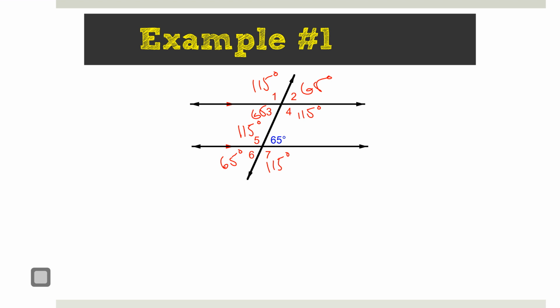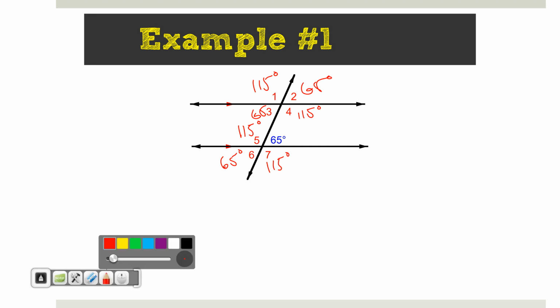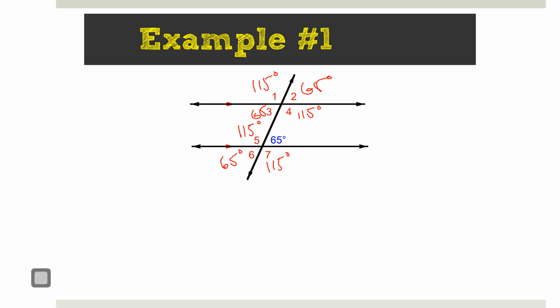All right, so let's talk about alternate interior angles in this picture. Which ones are the alternate interior angles? Okay. 4 and 5 and 3 and the 65 degrees. What do you notice about the alternate interior angles? Patrick? They like both equal the same amount.